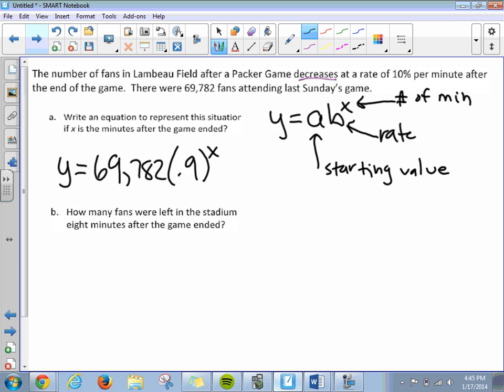In part B, it wants us to figure out how many fans are left after 8 minutes. So all we need to do is plug in 8 for x. When we do that, we're going to take 0.9, raise it to the 8th power, and multiply that times our starting value. And you should get that y is equal to, and this is going to give us some decimals. Remember, we can't have parts of a person, so we're going to round it to the nearest patron, or the nearest fan.